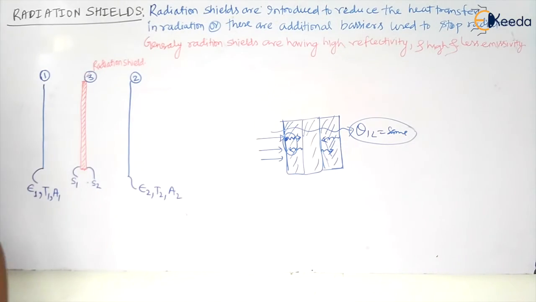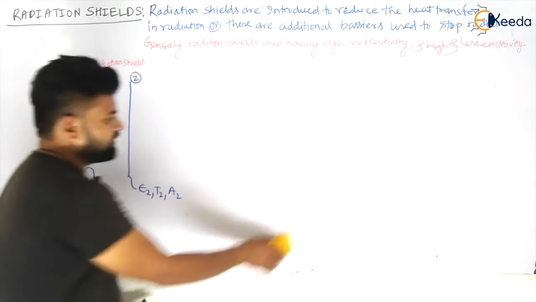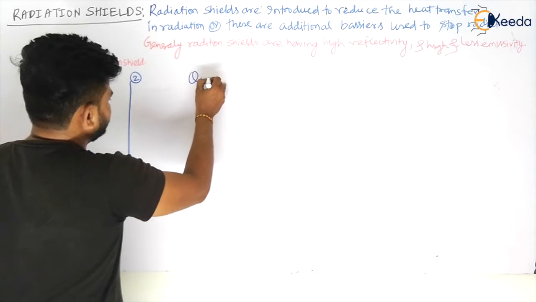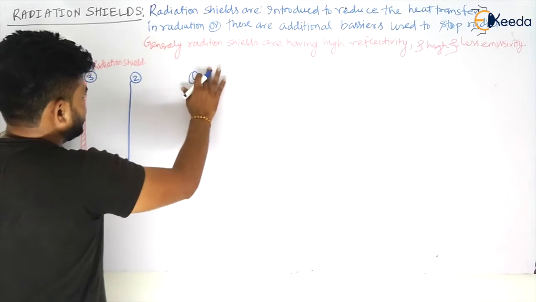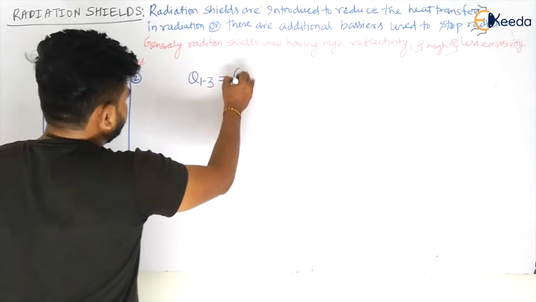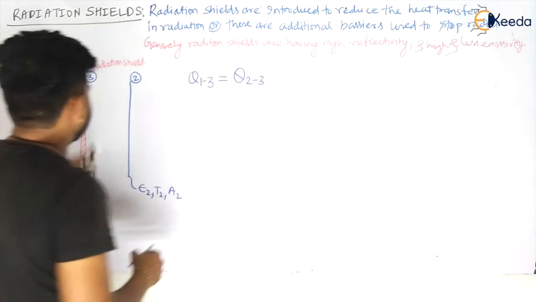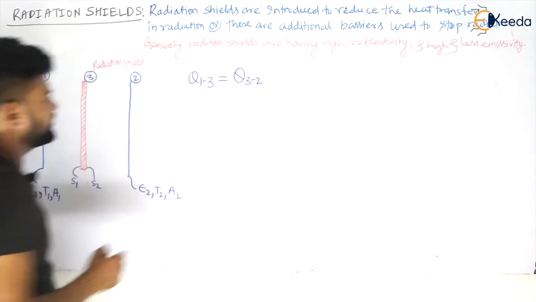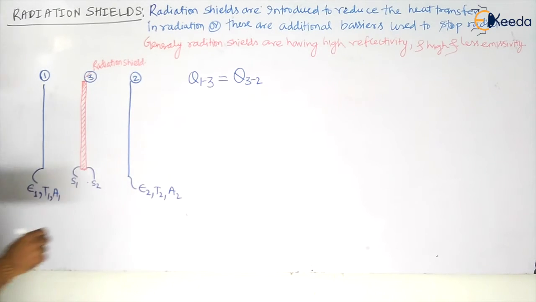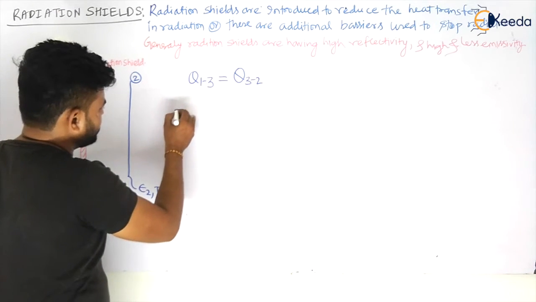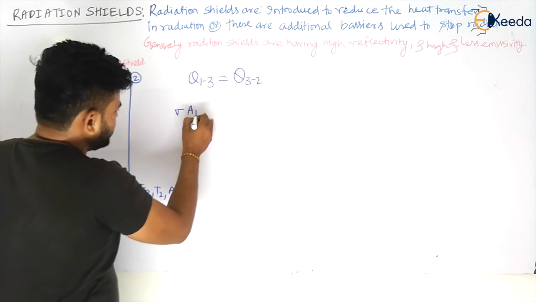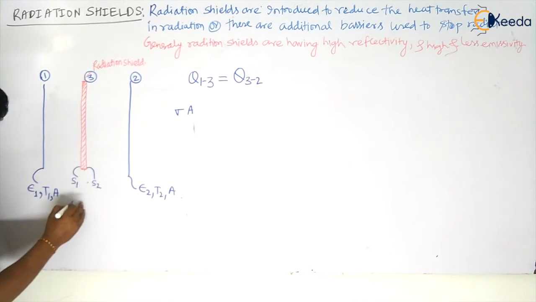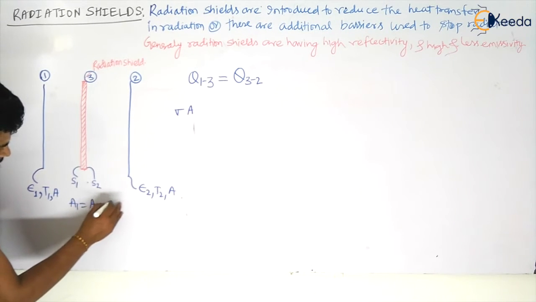So let us see. Q13, the net radiative heat exchange between 1 and 3, is equal to the net radiative heat exchange between 3 and 2, my dear students. So what will this be? This will be given by sigma A. Let us take the area the same, so I am taking A1 is equal to A2 is equal to A.